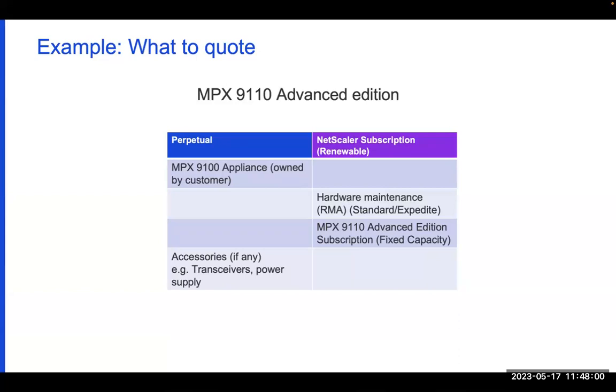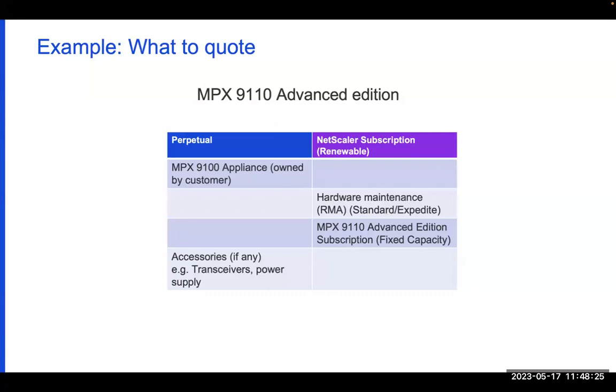The maintenance, of course, is subscription-based and renewable. The third item is the software. In this case, you need to identify what kind of capacity and what's the edition that you are positioning for this platform. In this case, it's the 9110 Advanced Edition subscription. Now, note that this is a fixed capacity. So these are the 3 items that are mandatory. And of course, the last one could be accessories.